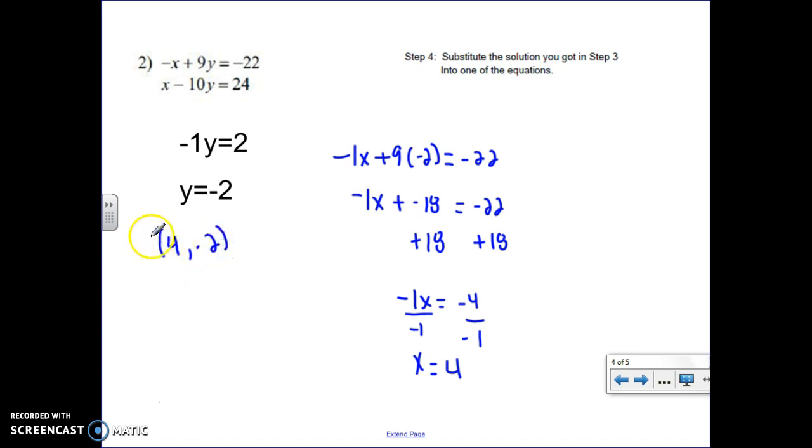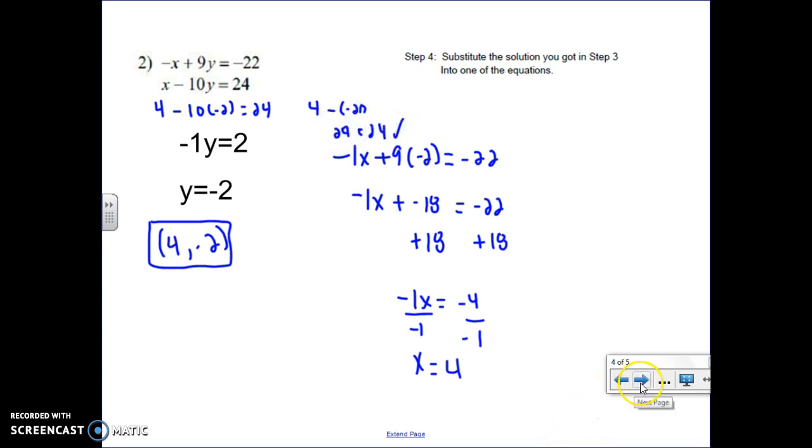And what I'm going to do is check it, and I'm just going to plug it into that second equation to see if it works. So I'm going to plug 4 in place of x. So I have 4 minus 10 times -2 should equal 24. So let's see what happens. I got 4 minus -20, which is 24, equals 24. So that checks out. Okay?